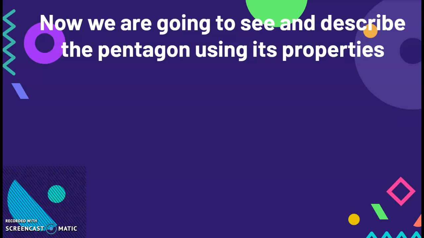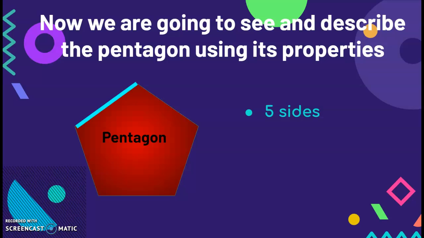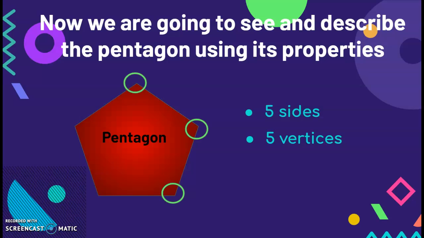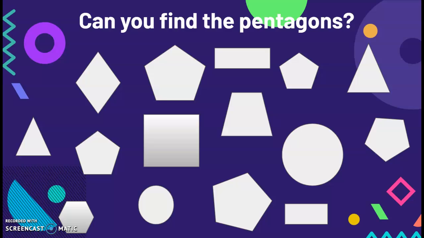We're going to see and describe the pentagon using its properties. The pentagon has 5 sides. 1, 2, 3, 4, 5. It has 5 vertices. 1, 2, 3, 4, 5. And it has 5 angles. 1, 2, 3, 4, 5. Great. Okay, it's your turn to point them out.